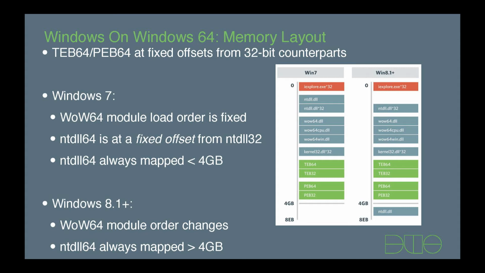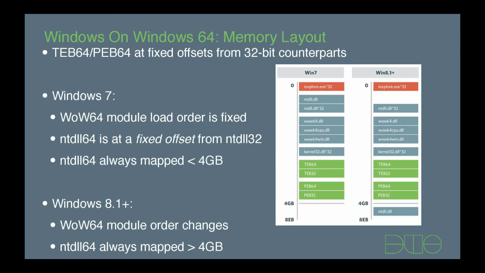So this is what things look like in memory. This is important for the exploitation stuff I'm going to demo. So the TEB and the PEB are at fixed offsets from their 32-bit counterparts. So despite being subject to address space layout randomization, or ASLR, if you can find the 32-bit structure, you can find the 64-bit structure.